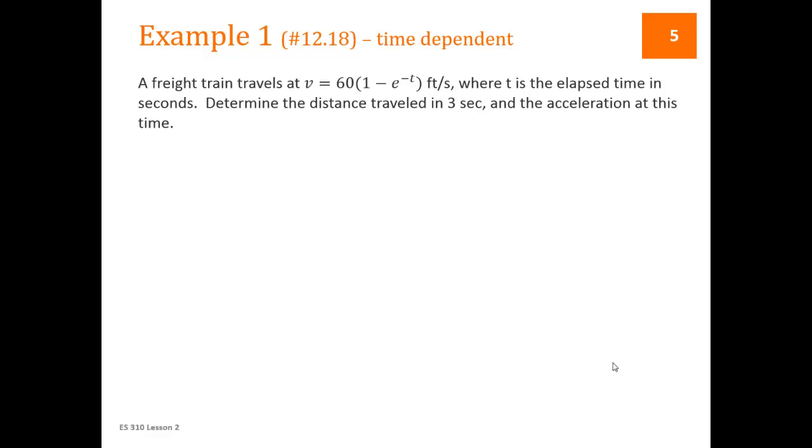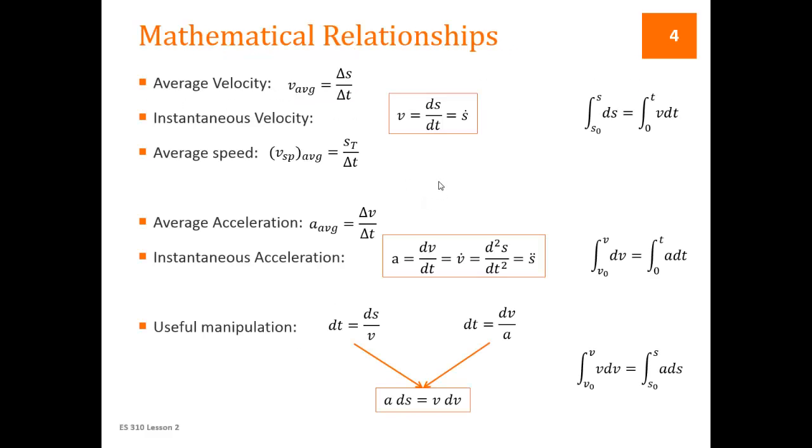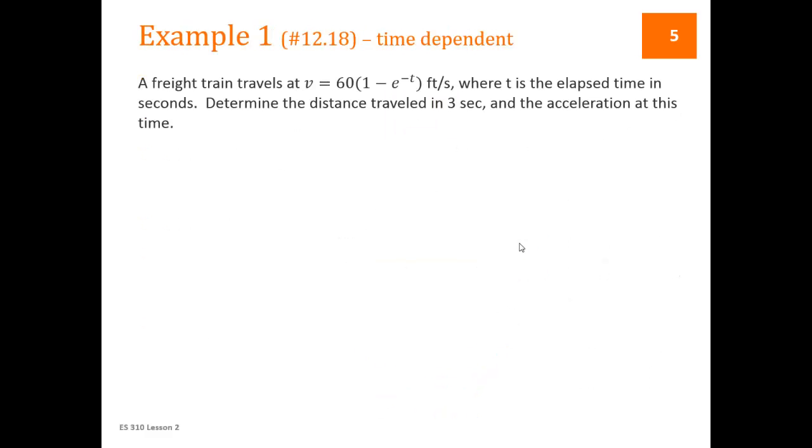So let's take a look at an example of using this. This is one where it is time dependent, so we're going to use one of these first two equations here. They give us the speed of a freight train. So we have an equation for the speed of the freight train, where t is elapsed time, measured in seconds. We need to figure out how far does it go in 3 seconds, and what is its acceleration in this time. So the distance, s, at 3 seconds, and the acceleration at 3 seconds.